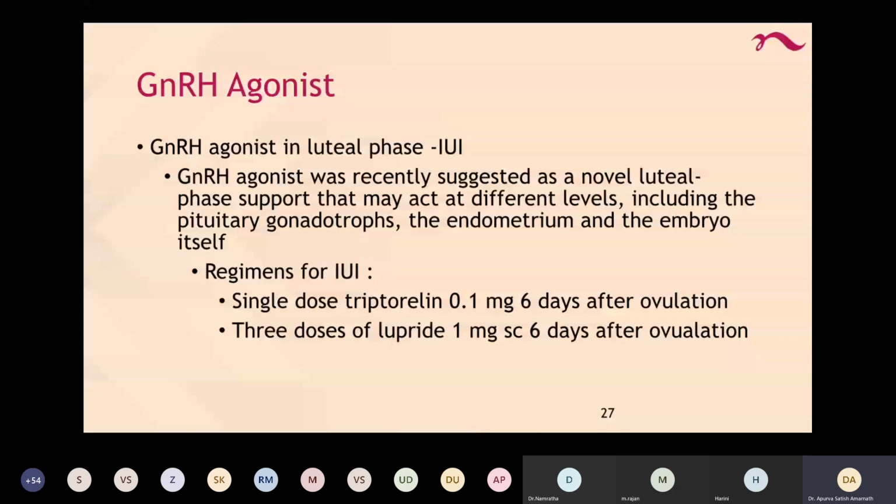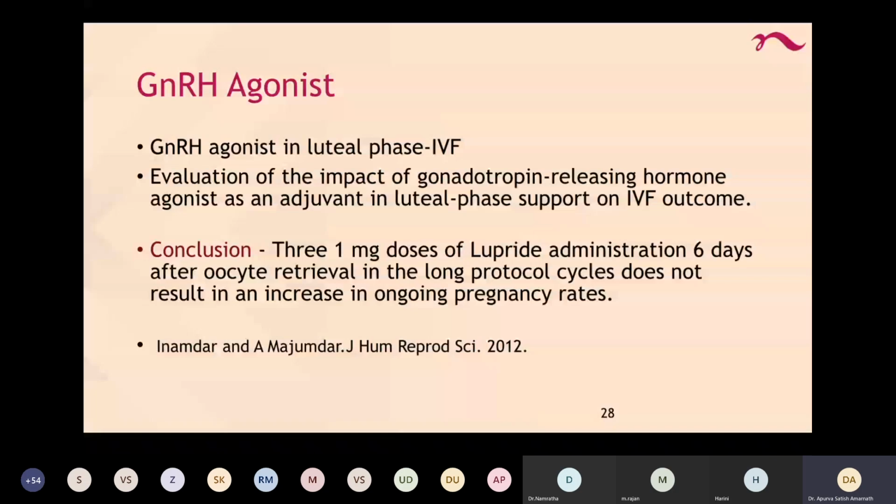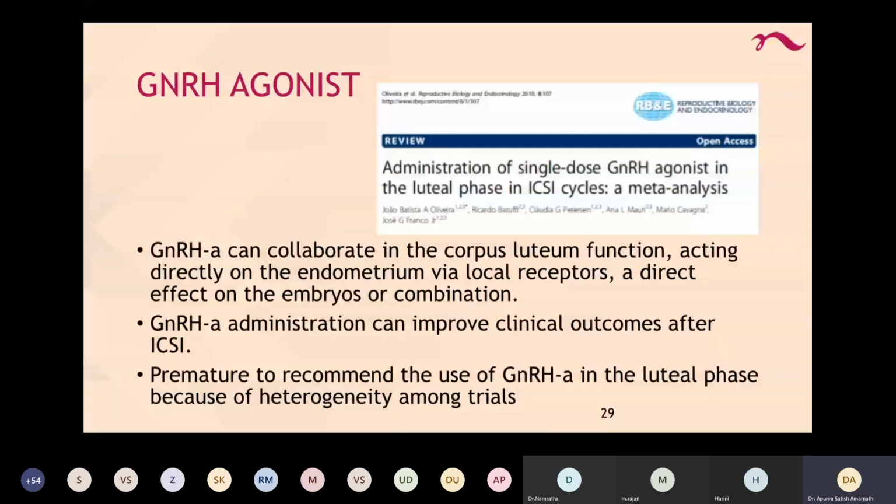So there was a paper on the evaluation of the impact of gonadotrophin releasing hormone agonist as an adjuvant in luteal support. The conclusion was that 3 1 milligram doses of leuprolide administration 6 days after oocyte retrieval in the long protocol does not really result in an increase in the ongoing pregnancy rates. So this was a paper that was published in 2012. There was a meta-analysis that was published in 2010.